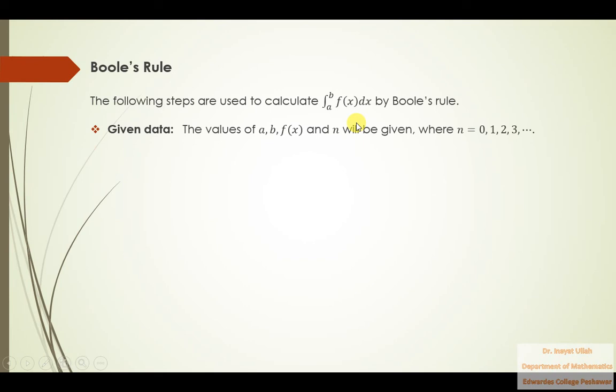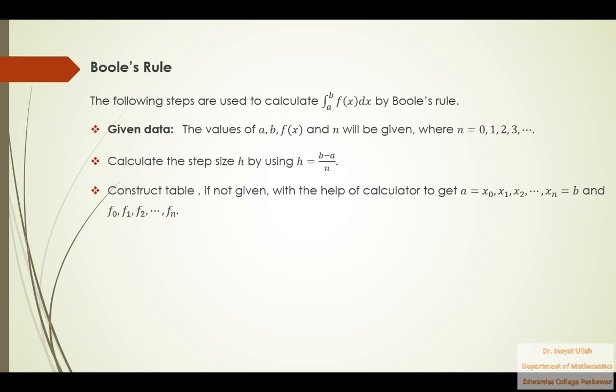The fourth one is called Boole's rule. So what are the steps to find the approximate value of this definite integral by Boole's rule? The first step is the same, that is the old story. The second step is the same, the old story. The third step is again the old story, that is, construct the table to find the values of those xi's and fi's. The fourth step will be different because this is the formula for Boole's rule.